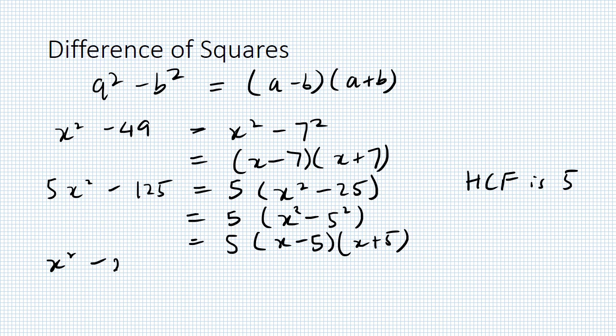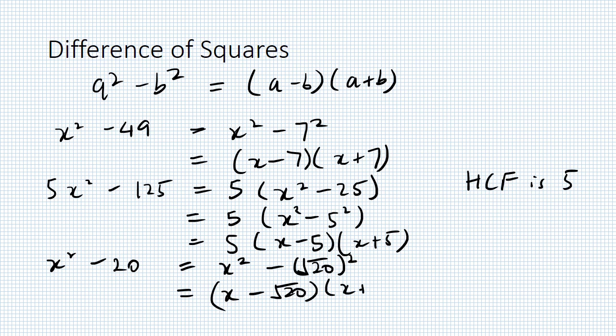Okay, one last one. X squared take 20. Now, 20 is not a square number, so we can't just do like we did in the previous case. What we can do though is write 20 as the square root of 20 all squared. Now we've got it in the difference of squares form. So using our rule at the top there, we can then write that as x take square root of 20 times x plus square root of 20.